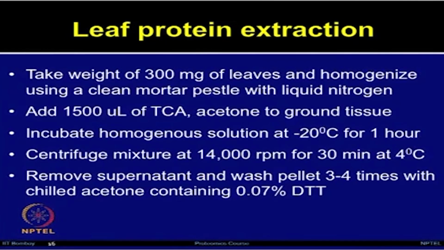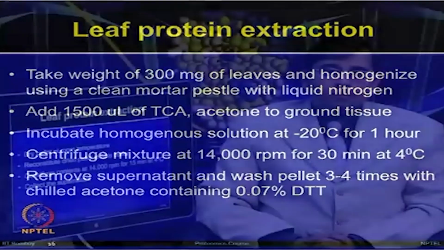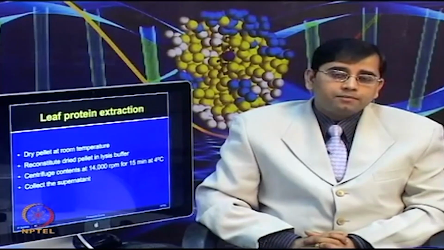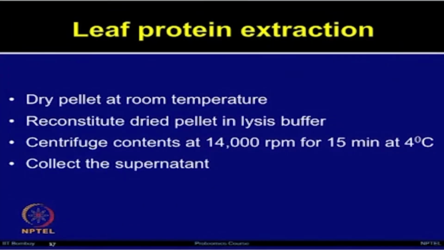After centrifugation, remove the supernatant layer and wash the pellet few times, 3 to 4 times. Repeat this step with acetone wash containing 0.07% of DTT. So, in the leaf protein extraction, then you need to dry the pellet at the room temperature. Reconstitute the dried pellet in lysis buffer or a buffer which is suitable for your proteomics application. Centrifuge the contents at 14,000 rpm for 15 minutes at 4 degrees, and then collect the supernatant for further proteomic applications.